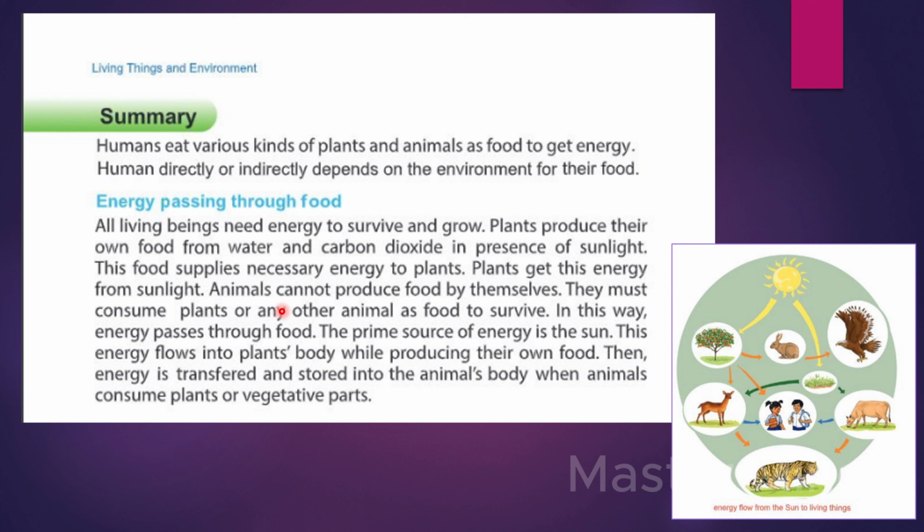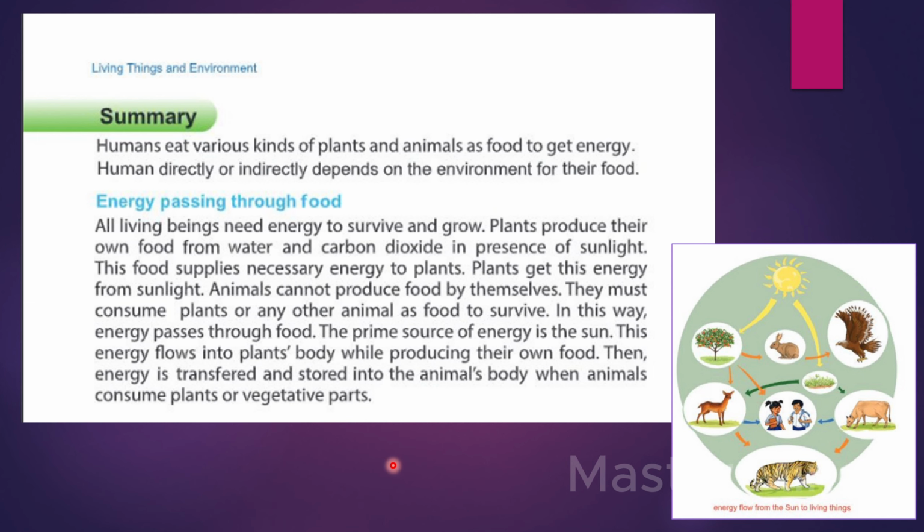Animals cannot produce food by themselves. They must consume plants or other animals as food to survive. In this way, energy passes through food. The prime source of energy is the sun. This energy flows into plants' bodies while they produce their own food. Then energy is transferred and stored in the animal's body when animals consume plants or vegetative foods. See the image: how energy flows from sunlight to living beings.